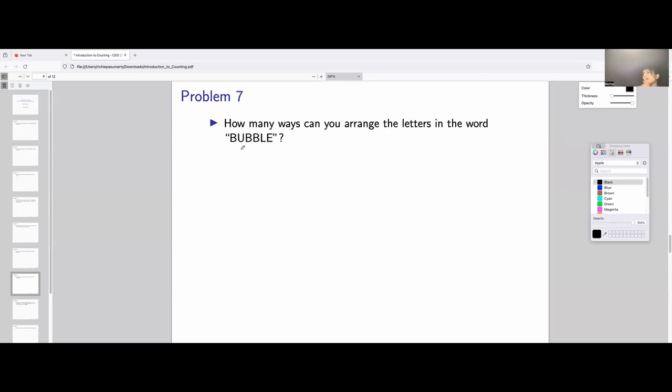All right, now how many ways can we arrange the letters in the word bubble? Okay, this time we have 6 different places here. So I'll show you a mistake. So a mistake is, okay, so it's just like 6, 5, 4, 3, 2, 1. So this is like 6 factorial, and this is equal to 720. So this is a mistake. And I'll show you why this is a mistake.